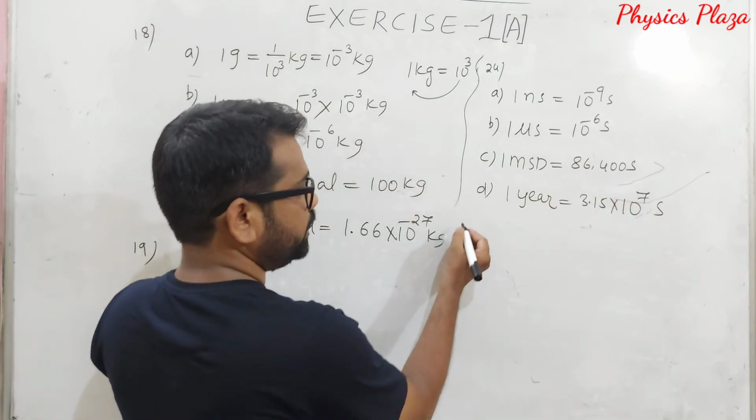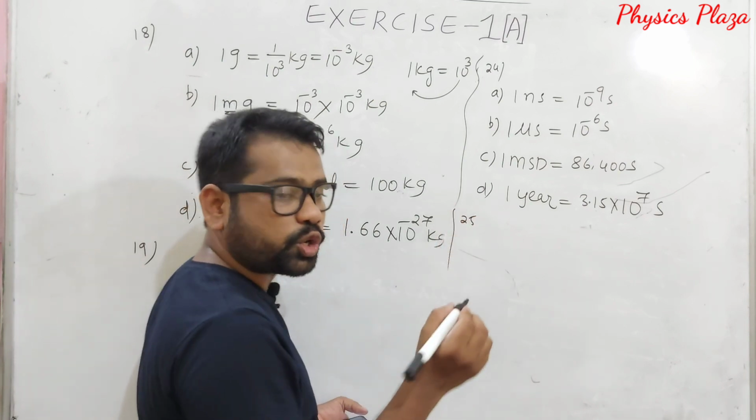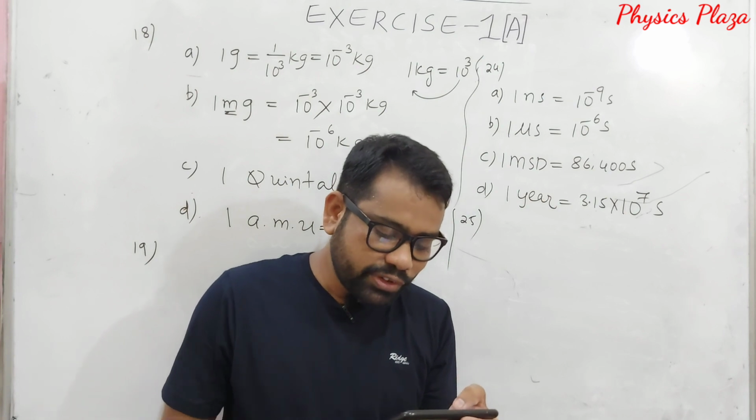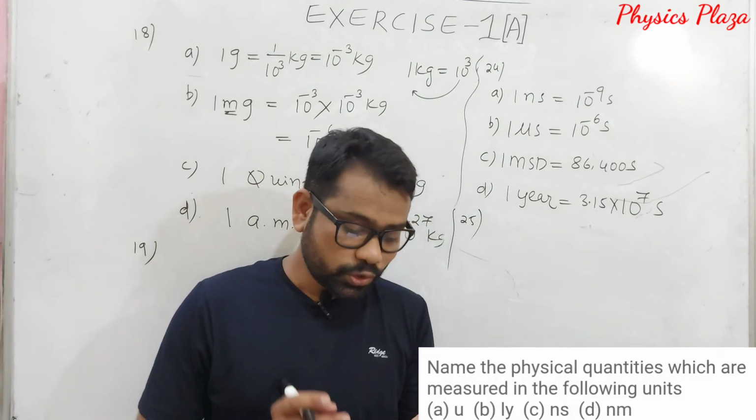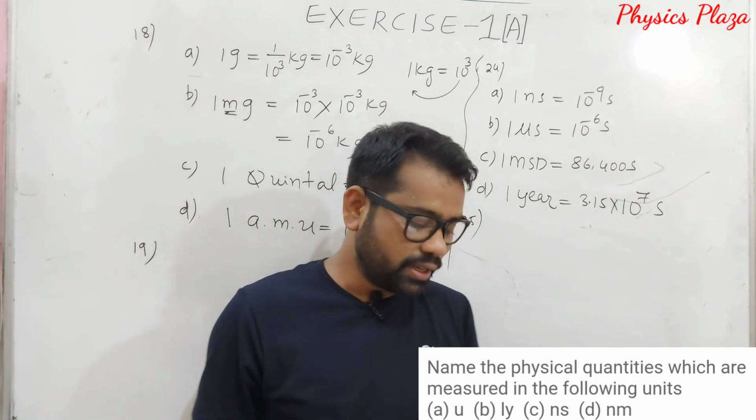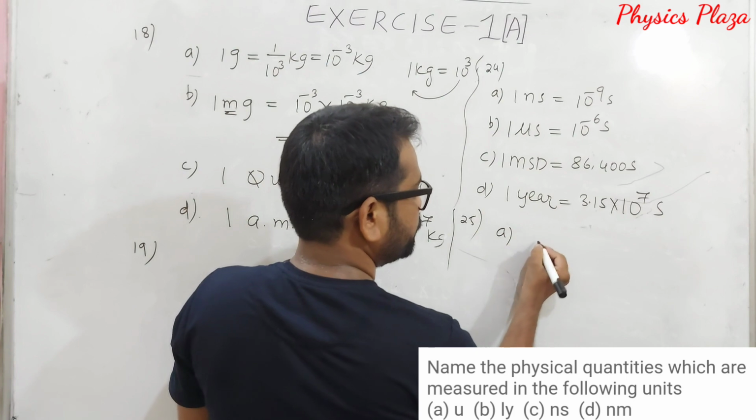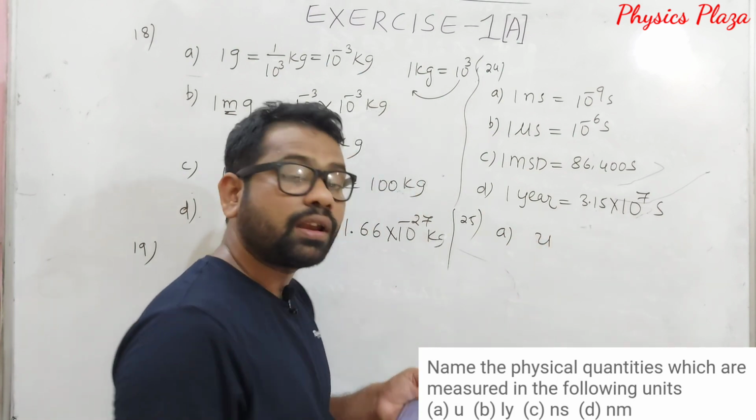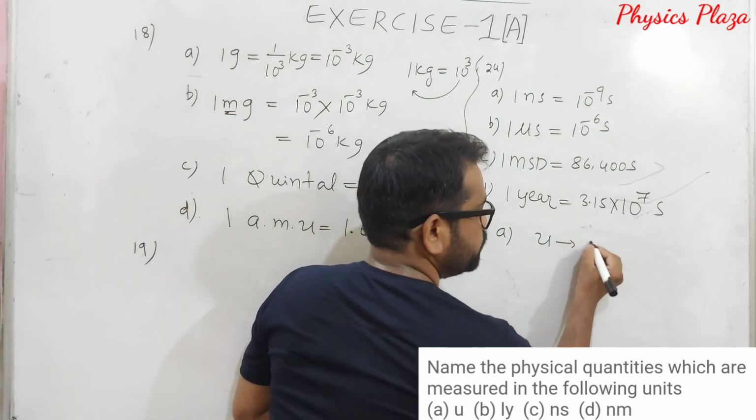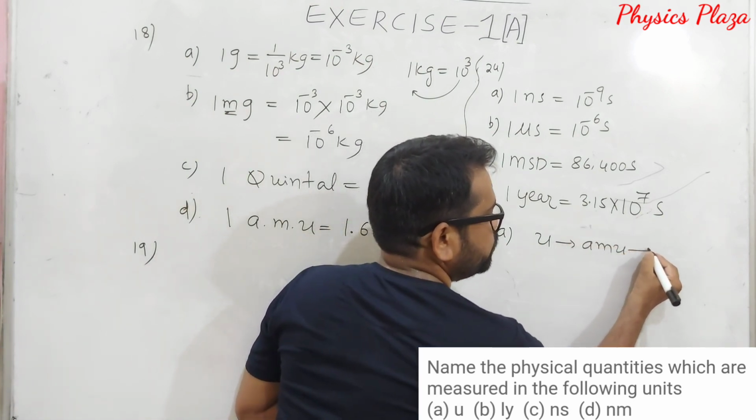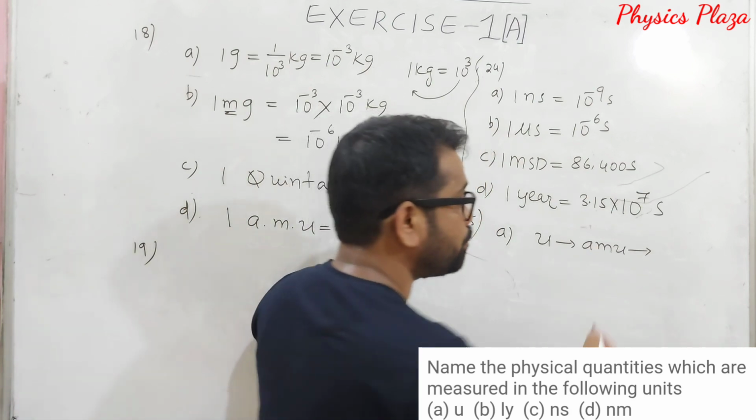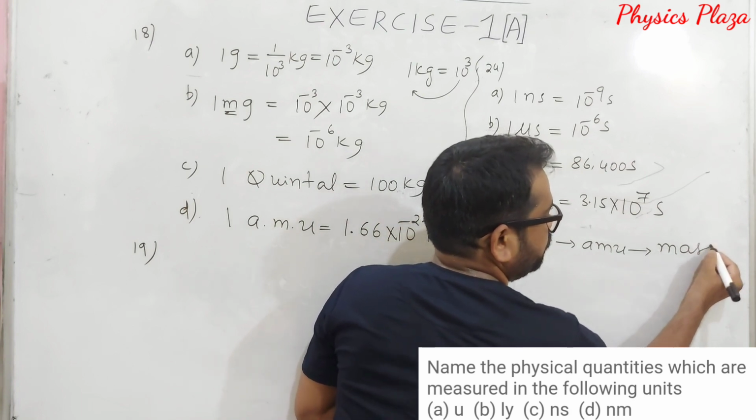Now, question number 25. Name the physical quantities which are measured in the following units. Sorry, it's not a multiple choice. So A, B, C, D, again 4 questions are there. A is U. Children, which physical quantity is measured in U? You may get a doubt: actually, U is nothing but AMU. AMU we can express as U. So AMU is what, children? Unit of mass. It is a unit of mass.